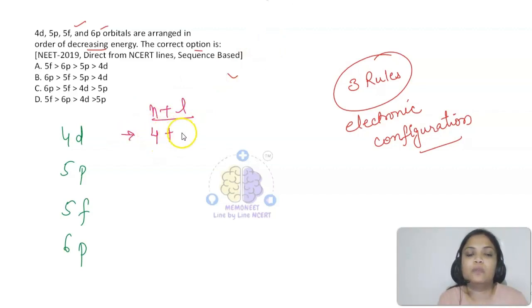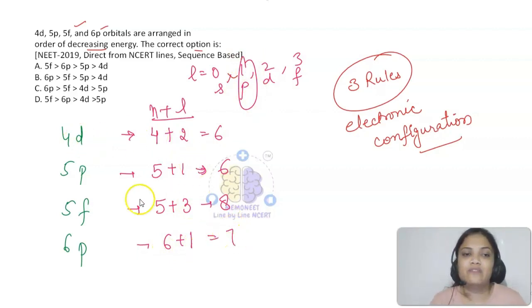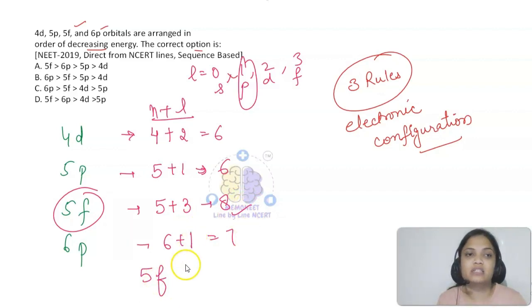So here it's 4 plus, the l values you know: 0, 1, 2, 3 for s, p, d, f. So for d it's 2, so this is 6. And 5 plus 1, again 6. Then 5 plus 3, it's 8, and then 6 plus 1, it's 7. So obviously the one having highest energy would be 5f, because the value of n plus l is 8. So 5f is having the highest energy.